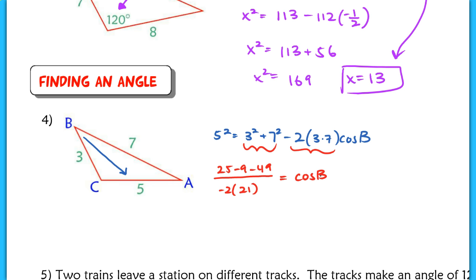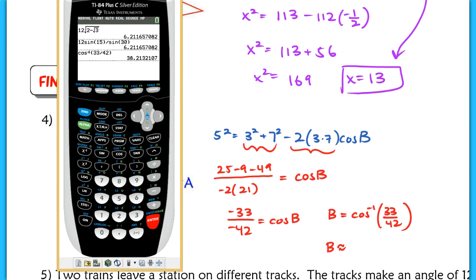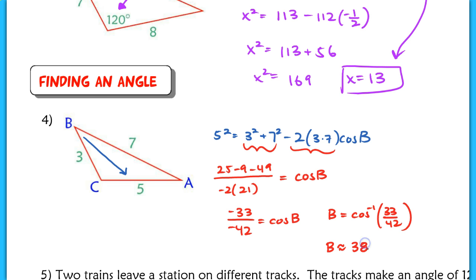So in the numerator here, I have 16 minus 49, so negative 33 over negative 42 equals the cosine of B. Now if I want to isolate B, I would take the inverse cosine on both sides here, and I have B equals inverse cosine of 33 over 42. So that is the exact value for B, but if I want to approximate that, I'm going to type that in my calculator, and I end up with an approximate value of 38.2 degrees. I'm going to round to the tenth here.